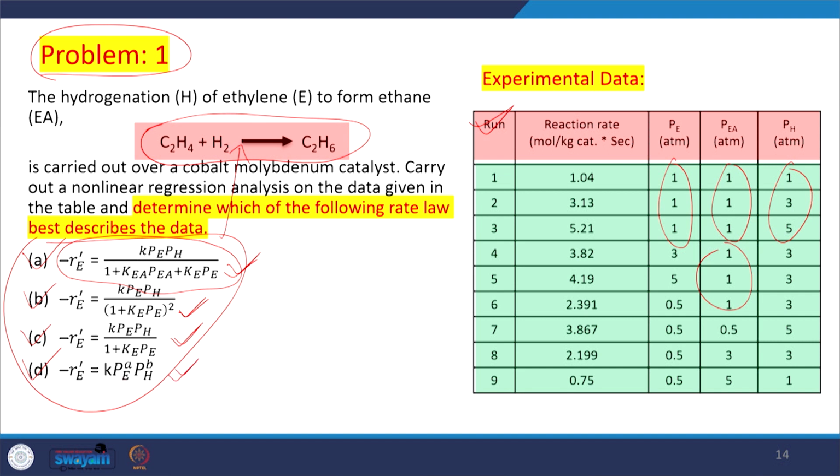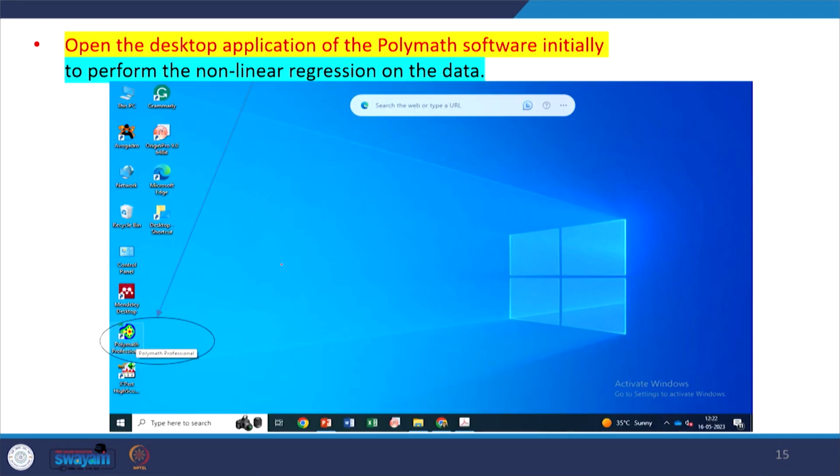So, from the experimental data we have partial pressures of 3 components, component A, B, C, and the corresponding rate is also given for the respective runs. Okay. So, these tables we have and these rate equations we have. Now we have to say which one would be suitable: A, B, C, or D. So, now we have to solve by using Polymath software.